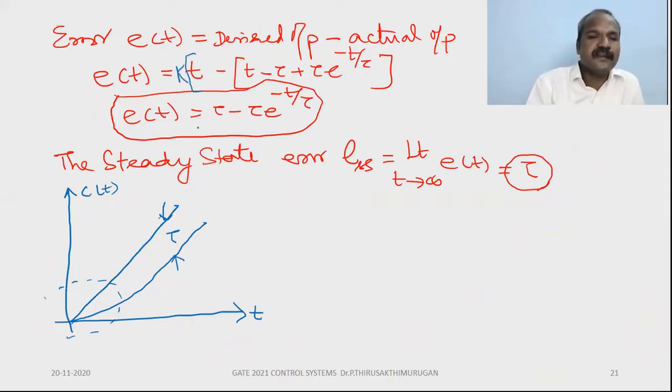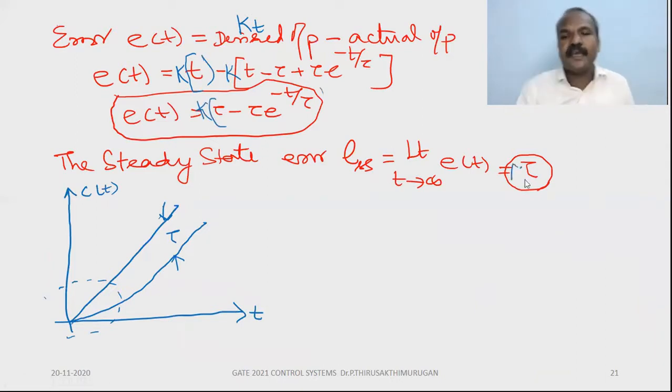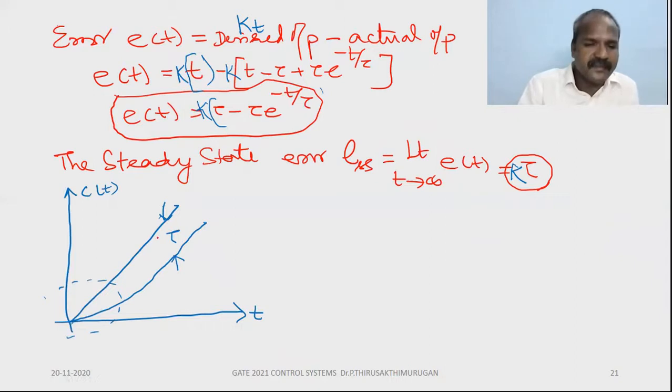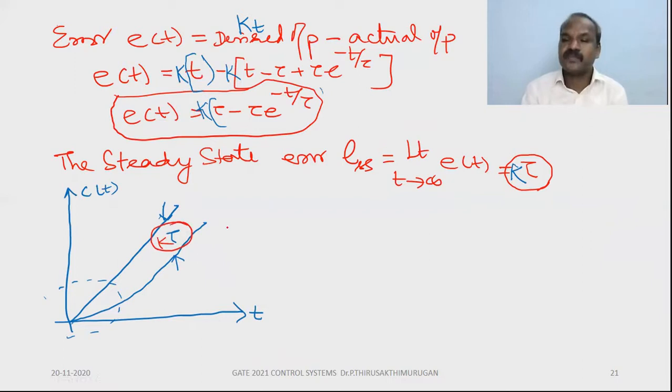So what do you get? In that case, the desired output is k times t, and the actual output is k times this. If you subtract them, you get k times this term. If you apply t tending to infinity, the steady state error is k times tau. So keep in mind, if the system has some gain k, the steady state error is k times tau.